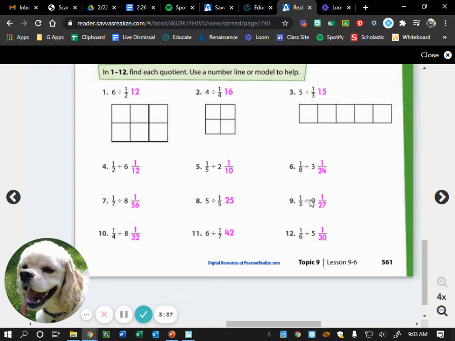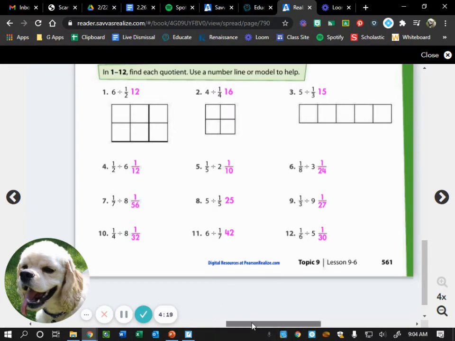And then our last one on this page, number 9. Looking at number 9, I automatically see I have a whole number 9. So I need to convert it into a fraction by making it into 9 over 1. So I would keep 1/3 the same. I would change my division symbol into multiplication, and then I would flip 9 over 1 into 1 over 9. So then I would have 1 over 3 times 1 over 9. Well, 1 times 1 is 1. 3 times 9 is 27. Can't simplify it anymore, so it's 1/27. Give me a thumbs up if you got number 9 correct. Now give me a thumbs up if you got all the problems on 561 correct. Nice work, 5th grade.